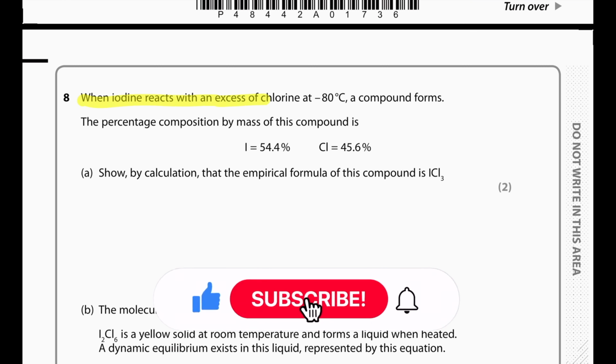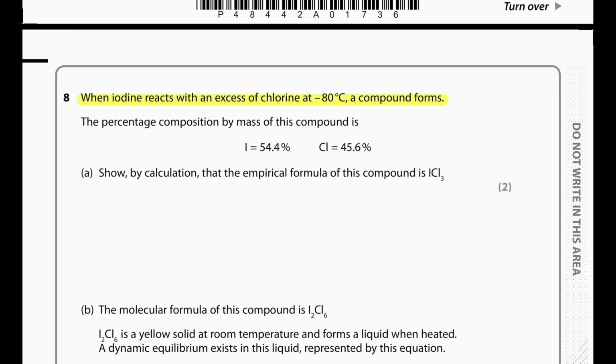When iodine reacts with an excess of chlorine at minus 80 degrees Celsius, a compound forms. The percentage composition by mass of this compound is 54.4 and 45.6. Show by calculation the empirical formula is ICl3.